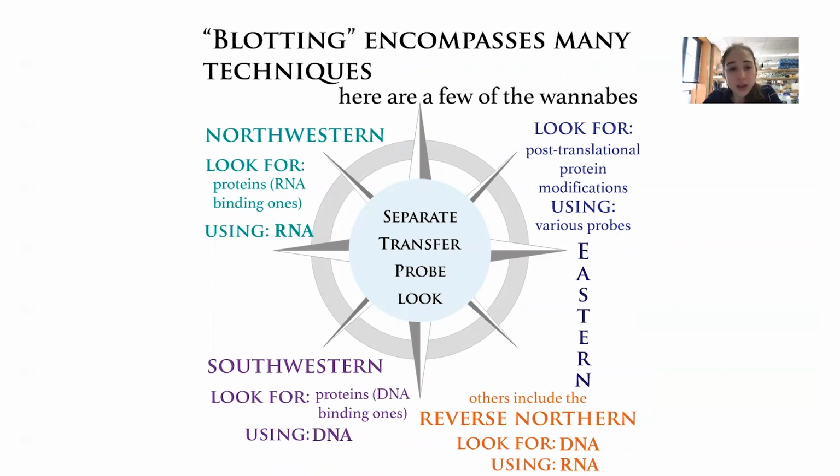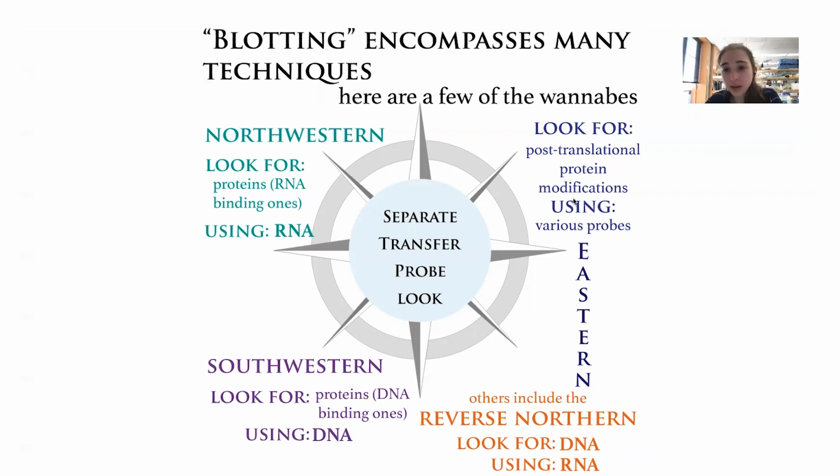In the methods that we looked at, we were separating by size, but you can also separate by other things. Maybe you want to separate by charge using something like isoelectric focusing. Those are always options too. You would still basically call it the same, since you'd be using the same sort of probes and looking for the same sort of things. You can also go looking for different things with different probes.